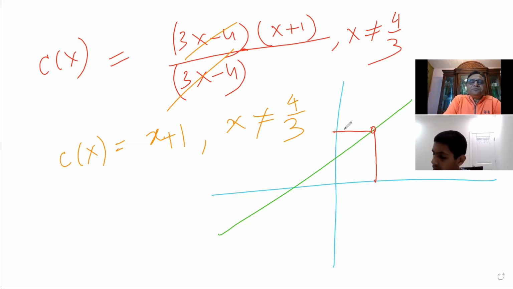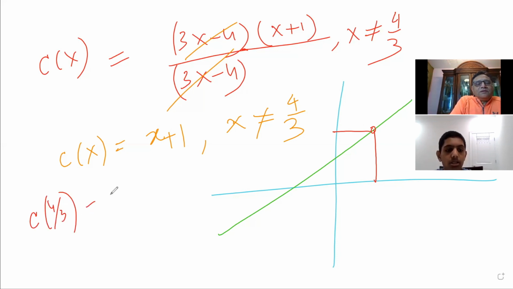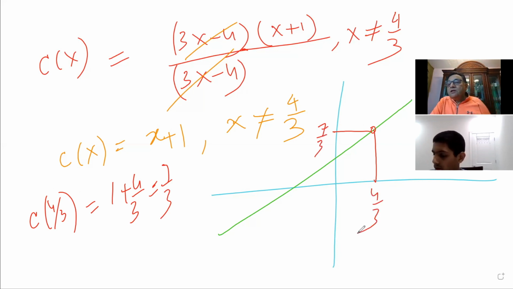What is the value? 1 plus 4 over 3, so 3 plus 4, 7 over 3. Correct? So this is 7 over 3, and that is a hole at 4 over 3. Does it make sense? It is a straight line, as you said, with a slope of 1, y-intercept of 1, and a hole at 7 over 3. So it has similarities and differences between the two.